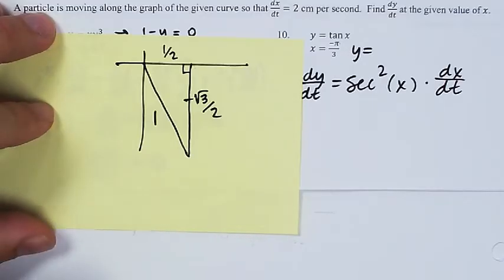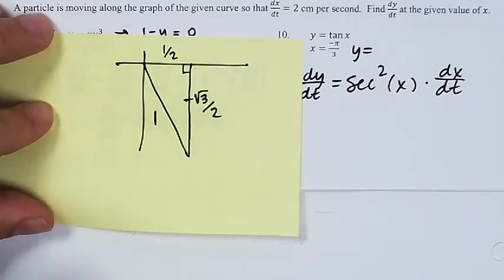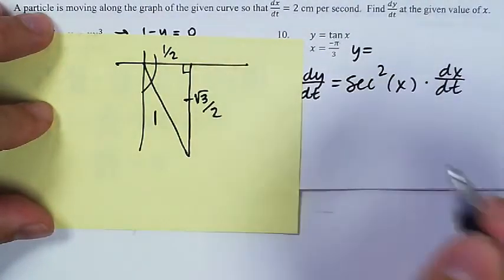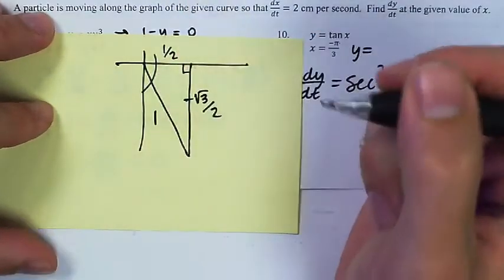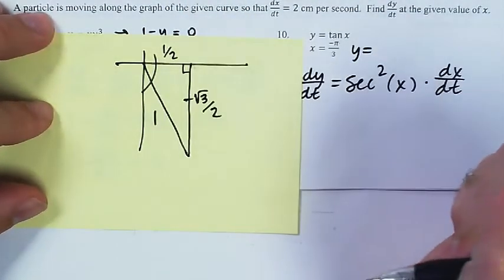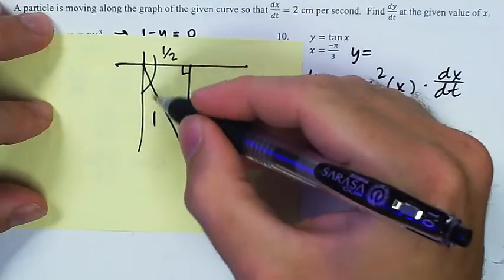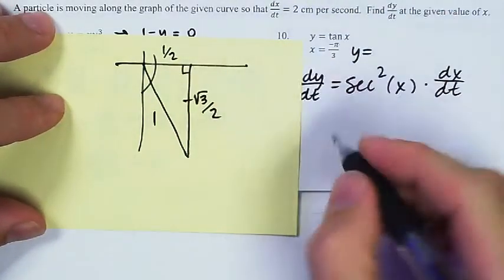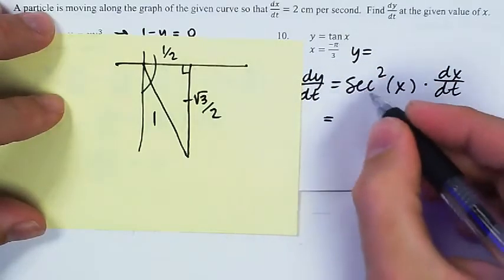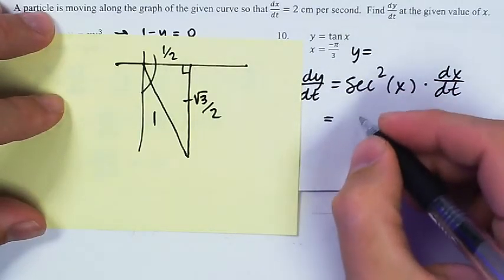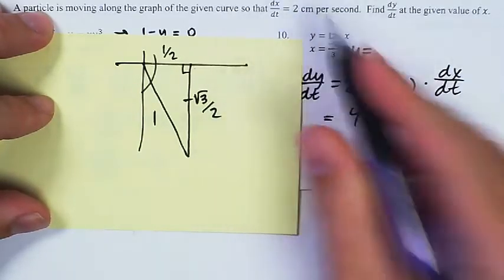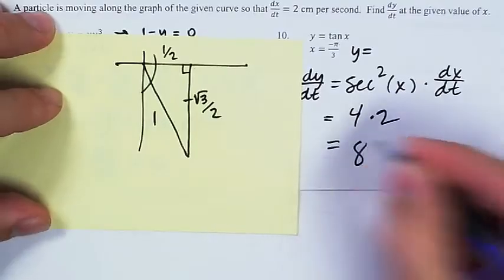All right, so dy/dt is secant squared x times dx/dt. So, if that's x, my angle, secant is the reciprocal of cosine. Secant is going to be 1 divided by a half, which is 2. So dy/dt equals 1 over a half, squared, so that's 2 squared is 4, times dx/dt is 2, and that's going to be 8.